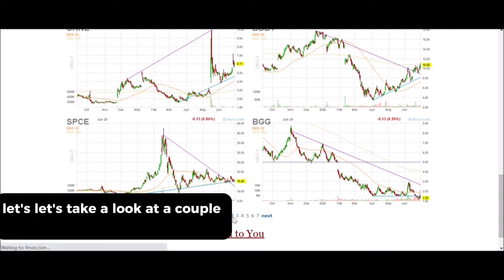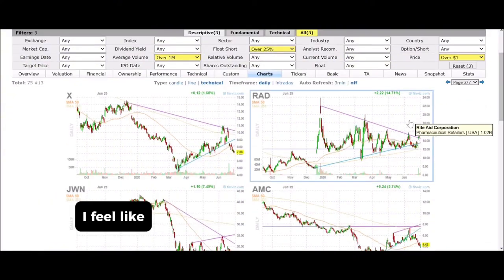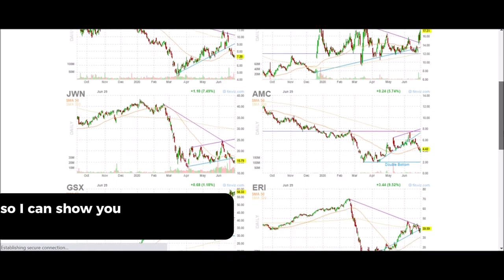Let's take a look at a couple more pages here. Red 8 is always on a short squeeze, I feel like. And then we're going to click into one of these in a second so I can show you the short float for each one.